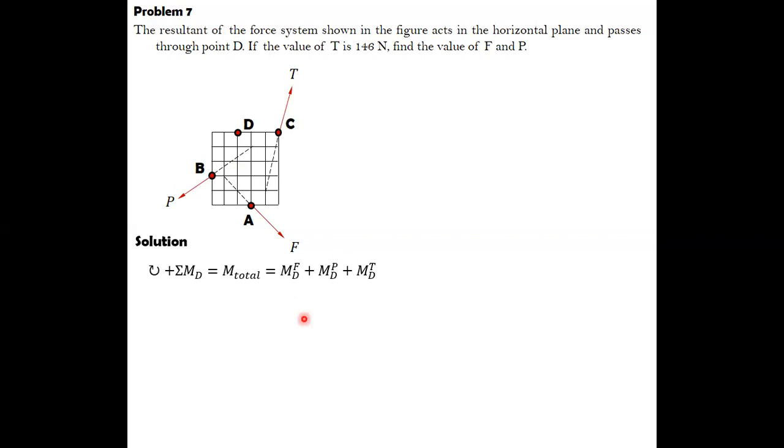Okay, so all we need to do is to compute each term. Definitely we have three terms. The first term is the moment generated by force F. The second term is the moment generated by force P. And then definitely the last term is the moment generated by force T. Now, let us try to compute first the first term.